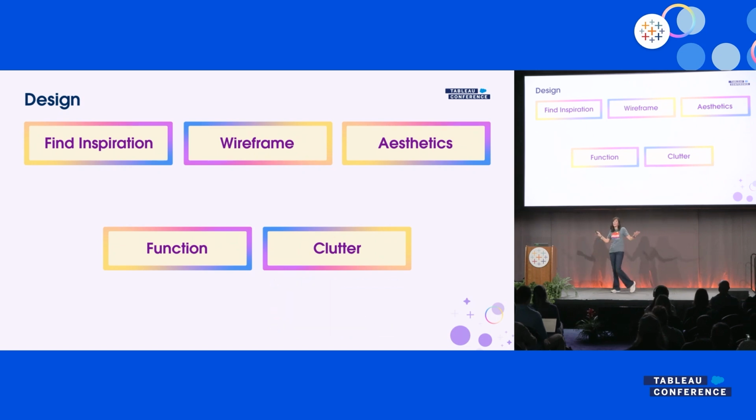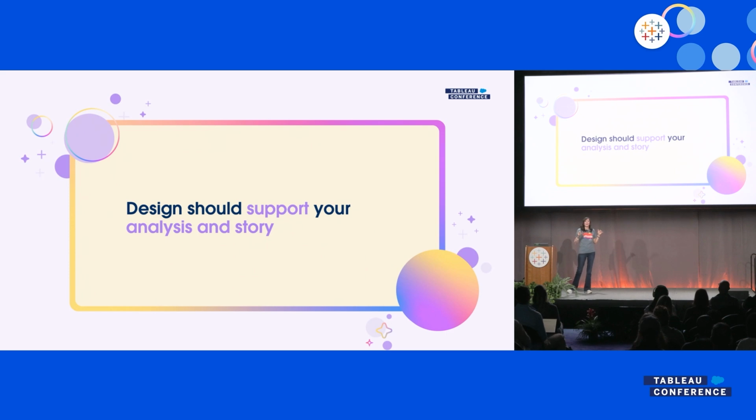And then with all of these components, there's one thing that I'm always thinking about with design, and that is, does it support my analysis and my story? You've kind of heard me talk about it throughout, but all those color choices, font choices, icons, images, they all tell a story. Make sure it's on message, that it matches the story that you want to tell with this data.